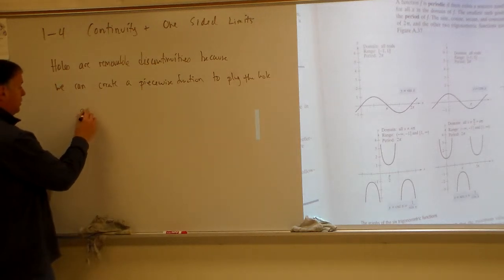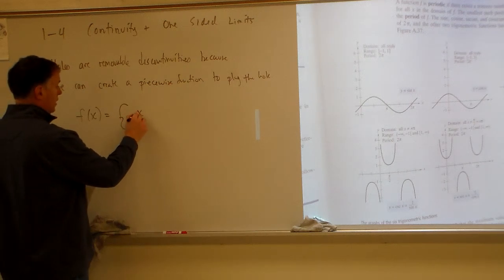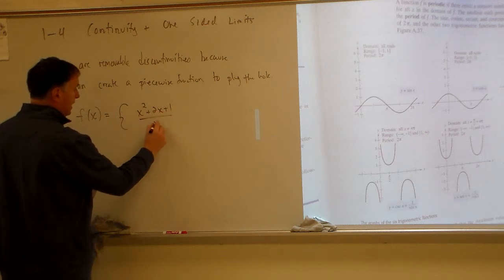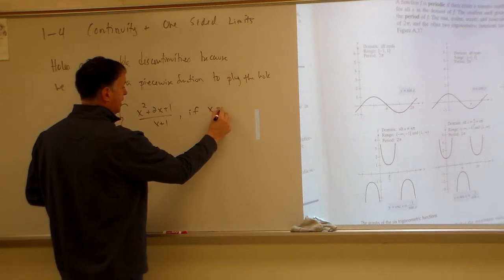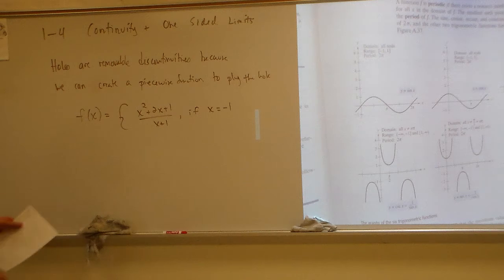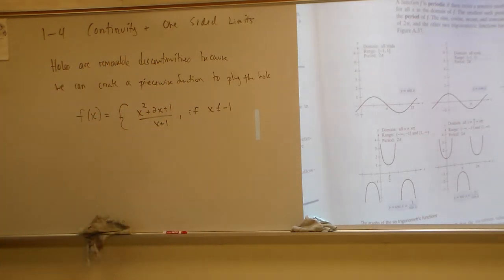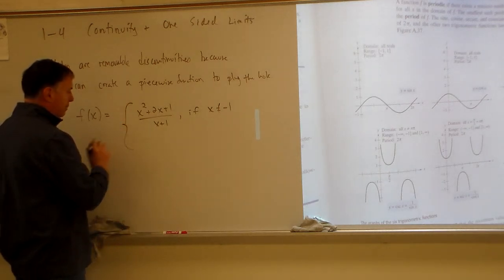So let's say we had this. f of x equals x squared plus 2x plus 1 divided by x plus 1 if x doesn't equal negative 1, because when x equals negative 1, we have a problem. Okay? So what I want to do here is make this a piecewise function.